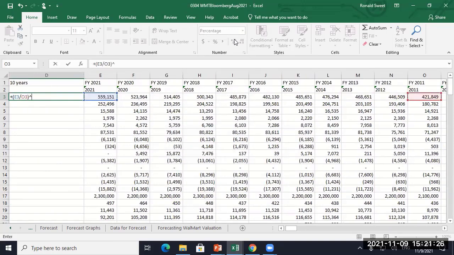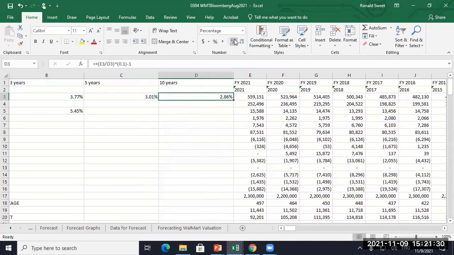Raise to the 1/10 - 1. So you write your paper on Walmart and say, I think their short-term growth rate is going to be 17.3%. Is that possible? I don't know. How are they going to do that?